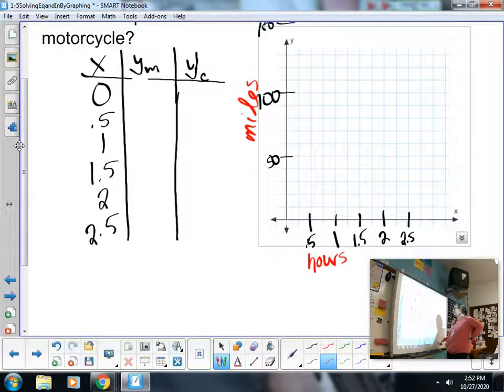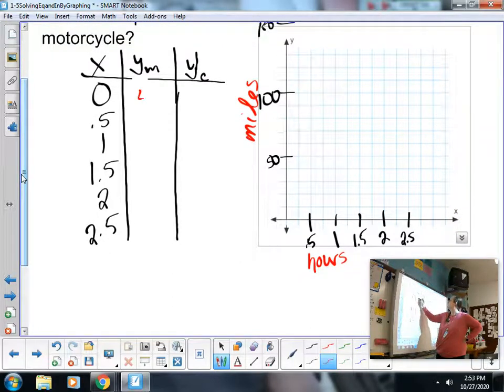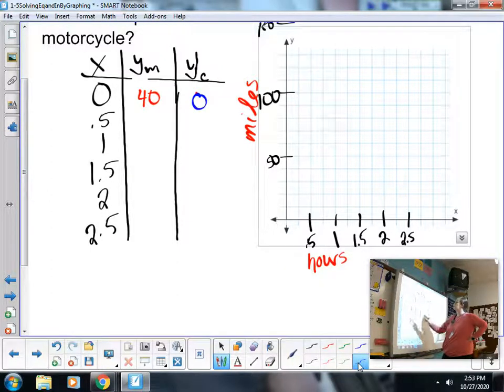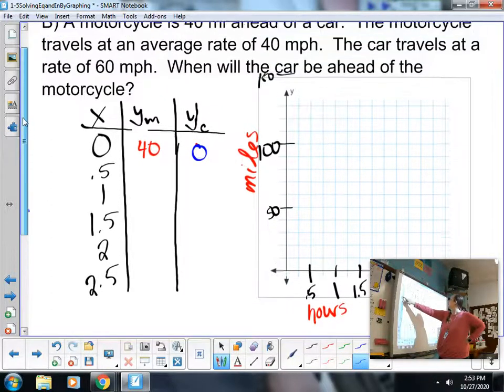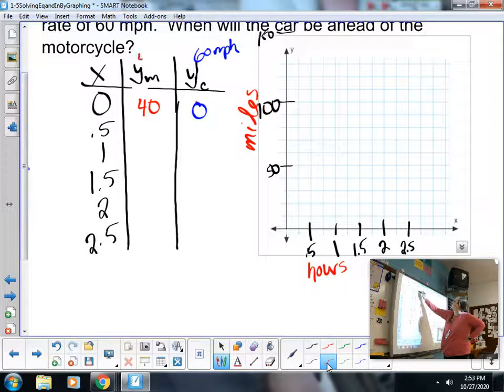The motorcycle, I'm going to write that one in red. The motorcycle is starting out at 40. So at the beginning, the motorcycle is at 40. The car, change colors here, the car is at 0. The motorcycle is traveling at 40 miles per hour, and the car is traveling at 60 miles per hour. Popping this down so I don't have to keep scrolling back and referencing that.